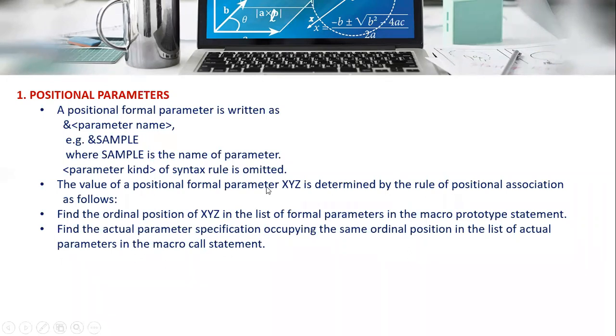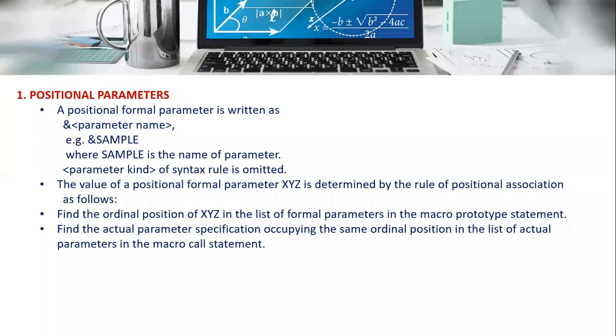If we change the sequence of these parameters, then accordingly the actual parameter list also changes. For that purpose we need to consider the sequence of formal parameters, and according to that the actual parameter list will be given in the macro call statement. Okay, this is the case of the formal positional parameters used in our program.